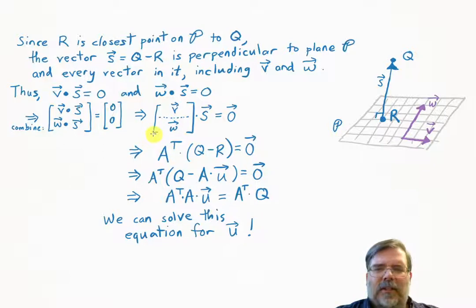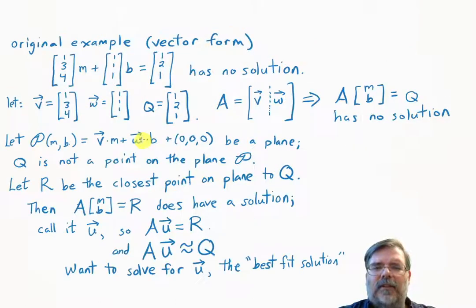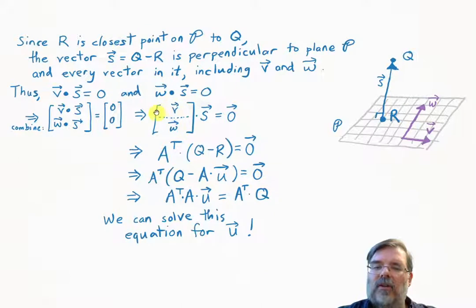Now let's remind ourselves of this matrix containing v and w. If we go back to our previous slide, remember we defined this matrix A to be the matrix whose columns are v and w. So since the columns have become rows, this is actually A transpose. And the vector s we just defined as q minus r. Substituting those in, we have A transpose times q minus r equals 0.